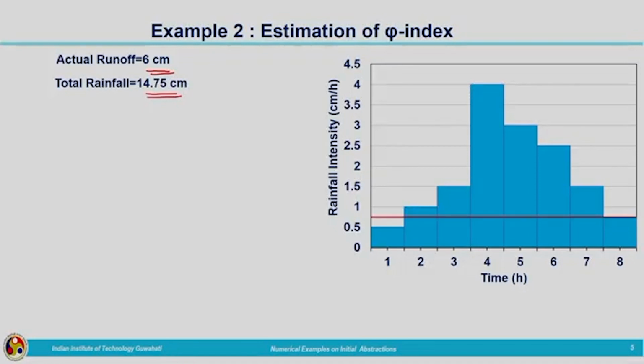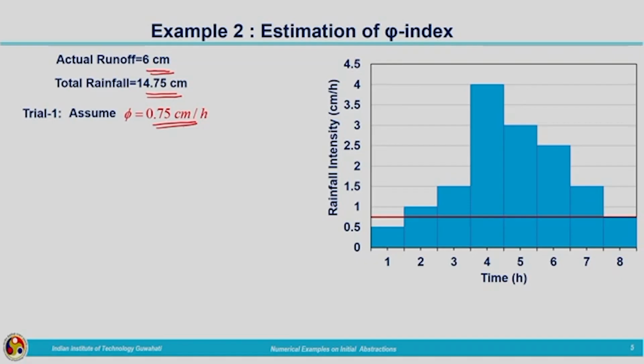So, for this what we will be doing? We need to make a certain initial guess related to the phi index. Thinking of the initial abstractions and the high value of infiltration in the beginning of the storm, we can assume a certain phi index value. Here what I am going to do, I am going to assume a phi index value between 0.5 and 1 centimeters per hour. So, we are going to assume phi equal to 0.75 centimeters per hour. It can be up to you.